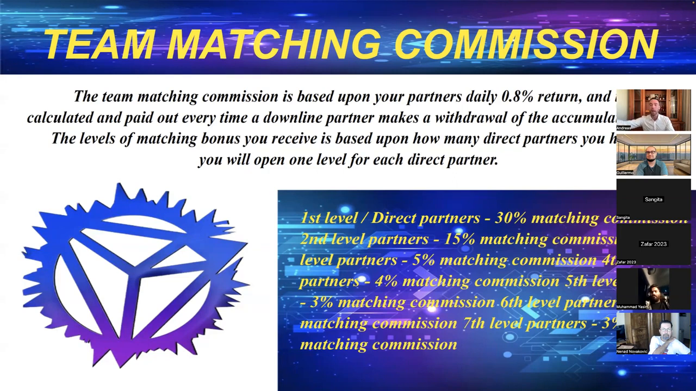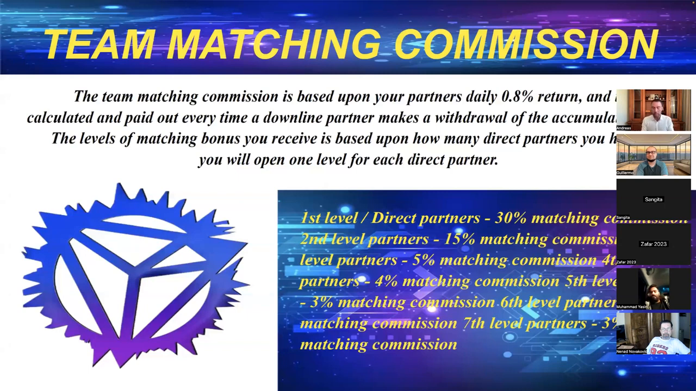Imagine if that's 100,000 TRX direct on your front line, that's 30% matching on 800 TRX daily. Or if it's 1,000,000 TRX on your front line, it's 30% on 8,000 TRX daily. You're starting to make a couple of thousand TRX daily just because you helped people to start making TRX through the system.